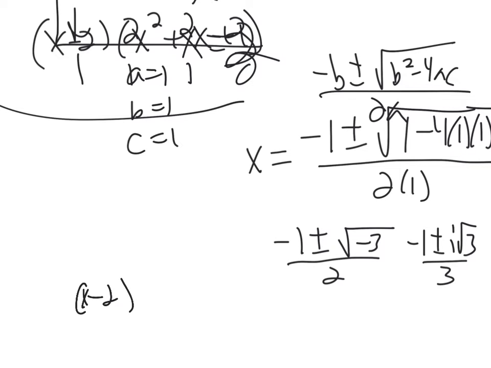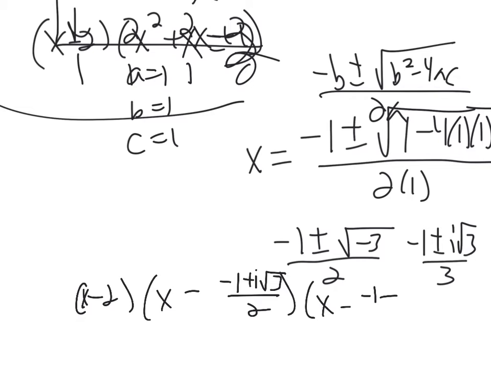This one becomes x minus, if we want, we can write -1 plus, or I'm just going to go plus the square root of 3i over 2. And then I could do x plus -1. Actually, you're messing up. Just a minute here. Minus -1 minus i square root of 3 over 2. And that's where we get the two factors.